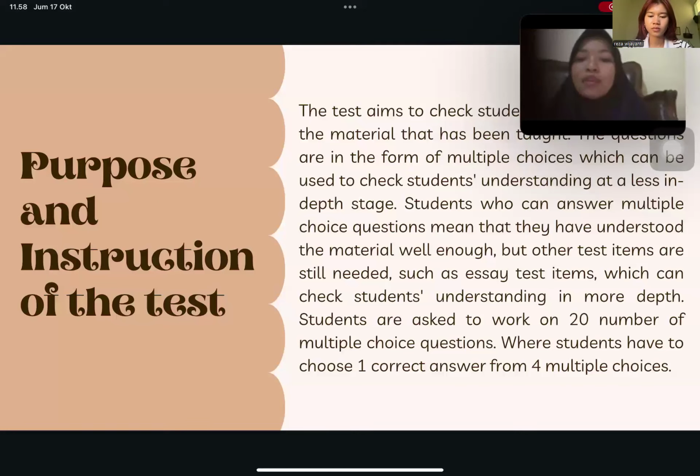And then students are asked to work on 20 multiple choice questions, where students have to choose one correct answer from four choices in each number. Next.